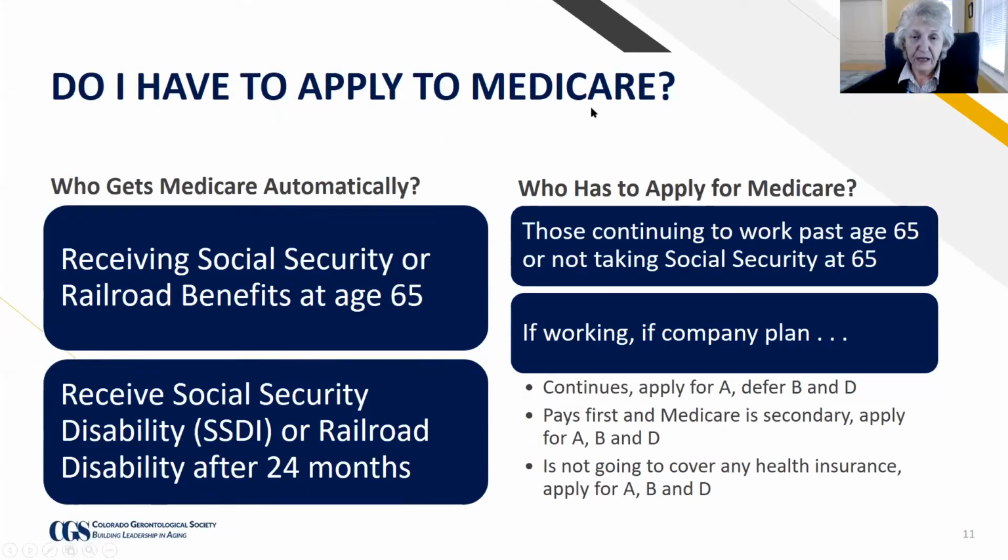The question then is, do I have to apply for Medicare? And the answer is, it depends. So you will get Medicare automatically if you're receiving Social Security, if you're getting a Social Security check or railroad benefits, and you're age 65. If you are not getting Social Security, then you will have to apply for Medicare.